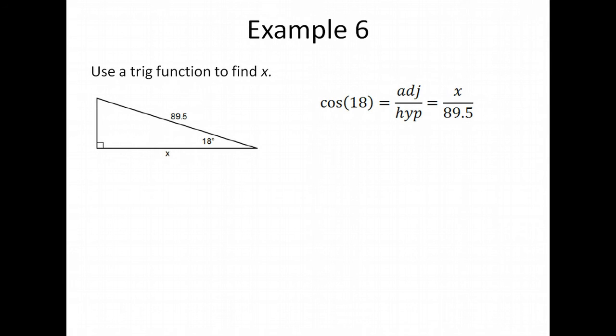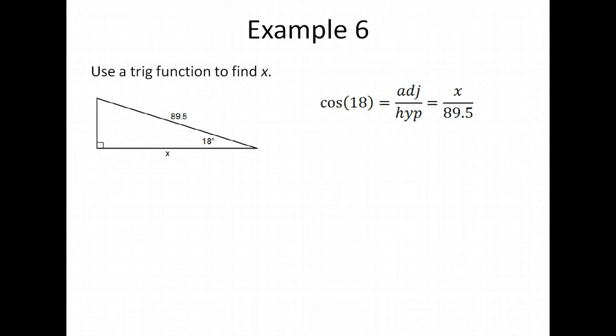Okay, example 6. They want us to use a trig function again to find x. So let's see what they gave us. They gave us an 18-degree angle, and they gave us the leg that's next to the 18-degree angle, so that's the adjacent leg, and they gave us the length of the hypotenuse. Okay, so since we're looking for the adjacent leg and we have the length of the hypotenuse, then we're going to use the cosine. So the cosine of 18 is the adjacent leg length, which in our case is x, divided by the length of the hypotenuse, which is 89.5.